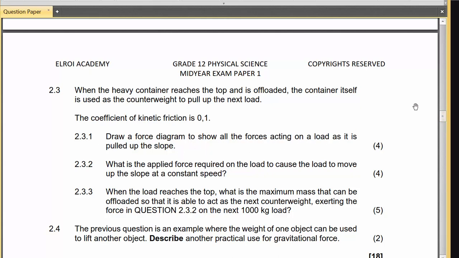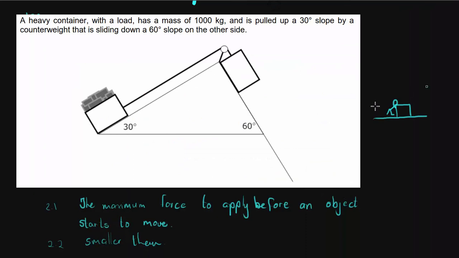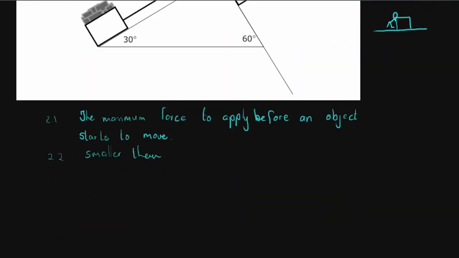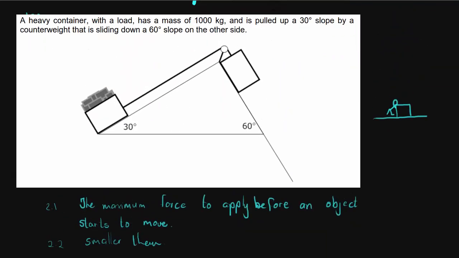Okay, so the first question: draw a force diagram to show all the forces acting on the load as it's being pulled up. Okay, so now this load is being pulled up the slope. What are all the forces acting on it? Well, the two that you can always get immediate marks for: one is a force that goes straight down, and that's just weight. Okay, just a straight down force. There's one mark. The next one is one that is perpendicular to the surface.